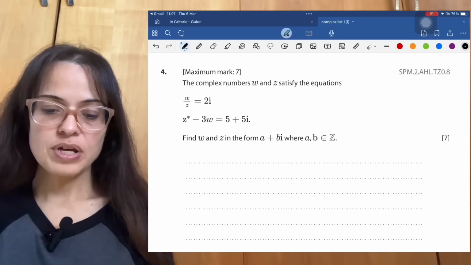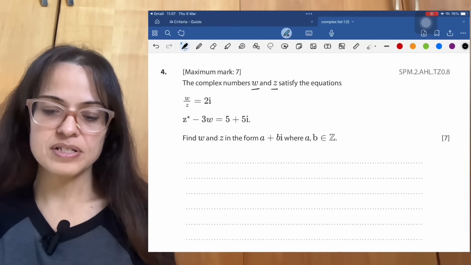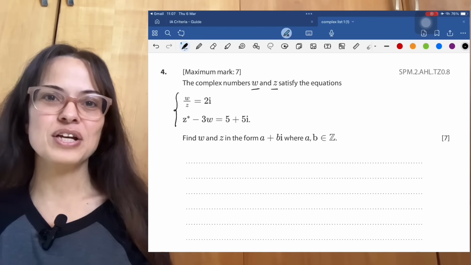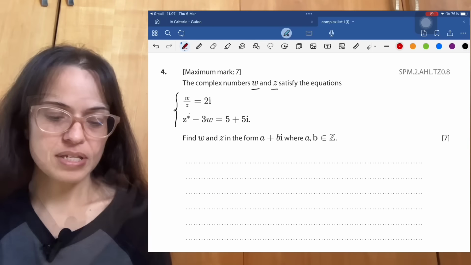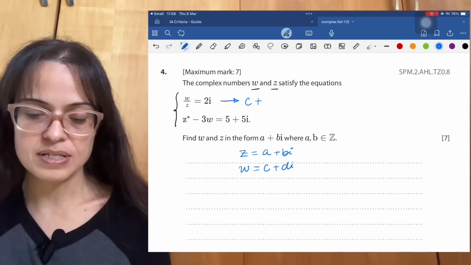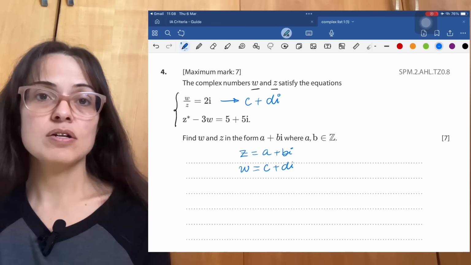Next question. Now we have two complex numbers w and z satisfying a system of equations. Here is that conjugate again. So yeah, let's go for it. Let's substitute things. I'm going to look for z equals a plus bi, and then I need different letters for w, so c plus di. And I'm going to start substituting things here. w is c plus di. And then instead of dividing by z, I'm just going to multiply both sides of the equation by z right now. So it's going to be 2i over there and then a plus bi.